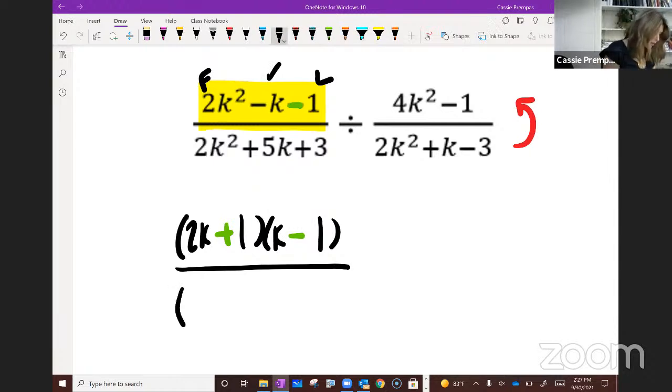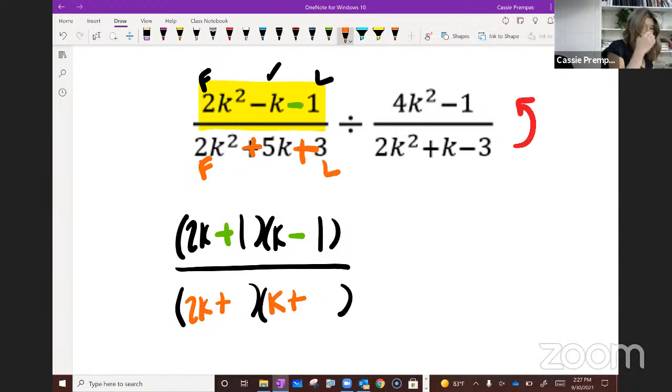The bottom, there's no GCF, so I'm going to break it into 2 parentheses. The last term is positive, so am I going to have the same or different signs? Same, so plus. Undo the F. 2k times k would give me 2k squared. Undo the L. 3 times 1 would give me 3. If I put the 3 here and the 1 here, then it will OI correctly. It'll check to the 5k.